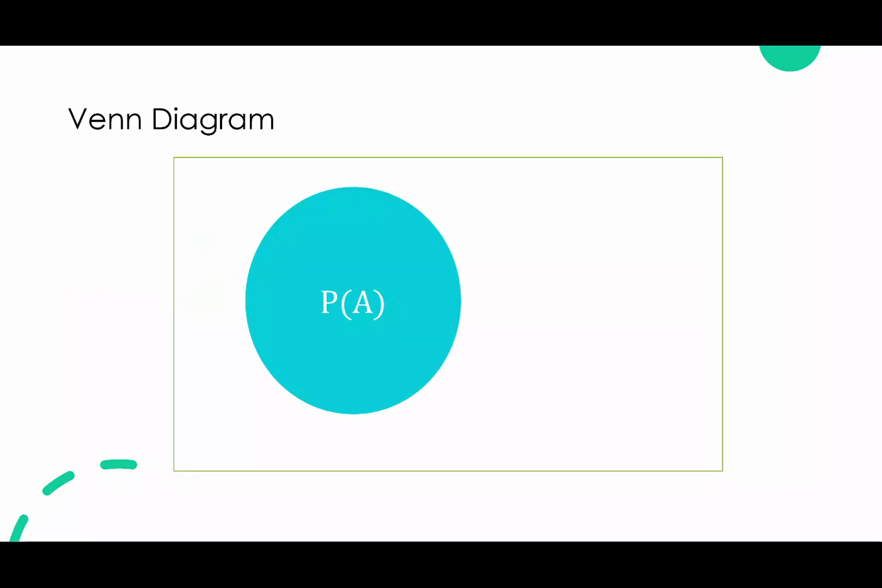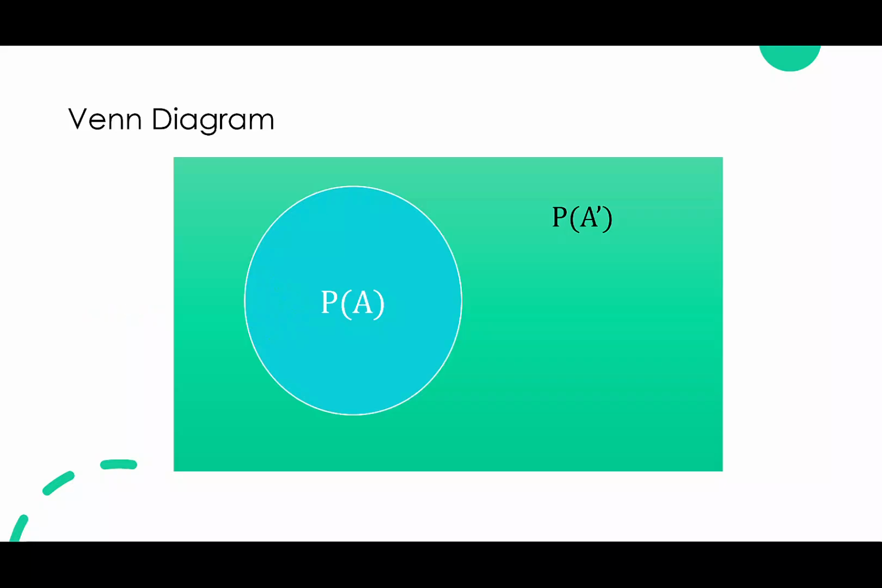Once we have our box, we can start adding in our circles. So our first circle represents the probability of an event A occurring. I want you to see that we now have two things represented inside the box. We have everything inside the circle, which is the probability of A occurring, but we also have everything outside of the circle, which is the probability of A not happening, which we call A complement.